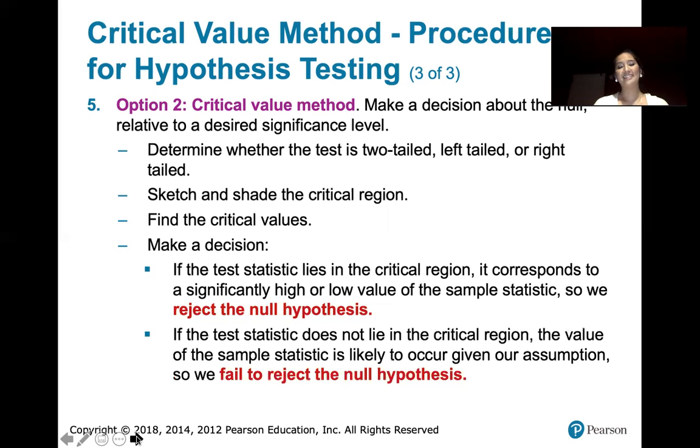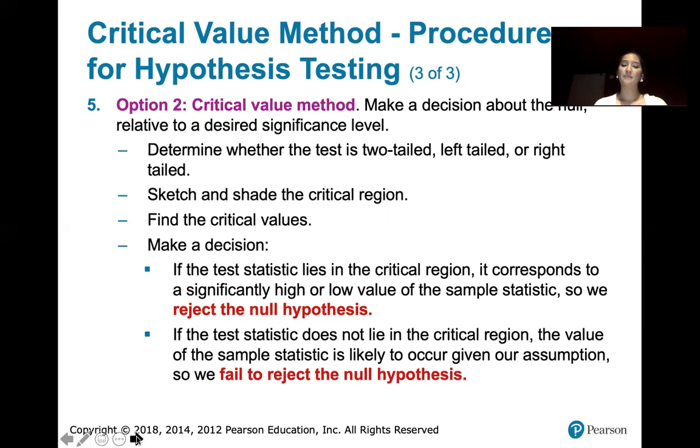Now, if our test statistic does not lie in the critical region, so if it's sort of close to the mean, if we were to look at that sampling distribution of the sample proportions, or close to the mean if we're looking at that converted standard normal distribution, then we're going to say this value of the test statistic, which corresponds to a value of the sample statistic, could easily have occurred due to chance, given our assumption.